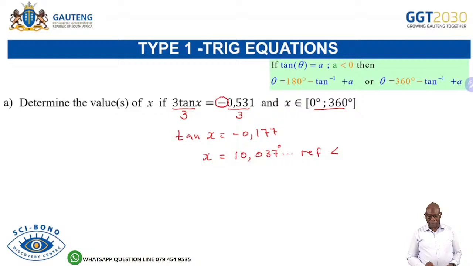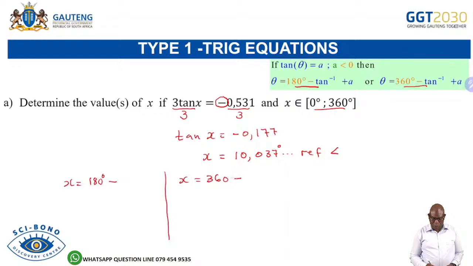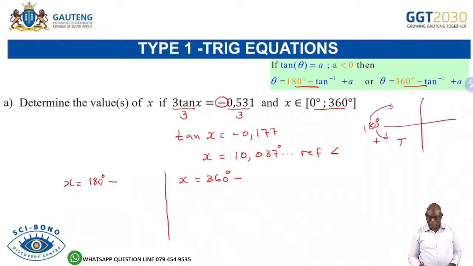Where is the tan negative? At 180 minus, at 360 minus, right? So I always prefer drawing a table and saying the first x value will be 180 minus my reference angle. The second value will be 360 degrees minus my reference angle. Why am I choosing these 2 values? It is because on my Cartesian plane, at 180 degrees plus, tan is positive. At 180 degrees minus, tan is negative. Right? And at 360 minus, tan is negative. So tan is negative at 360 minus and 180 minus.